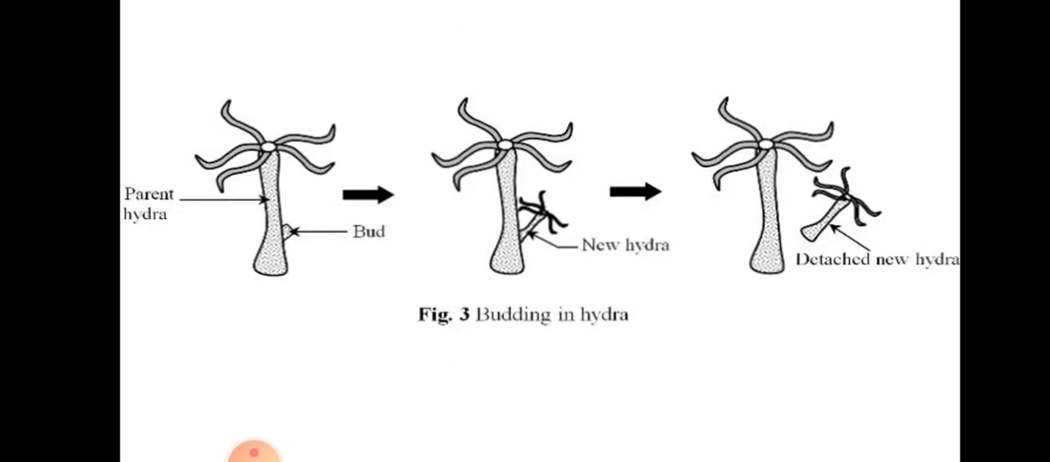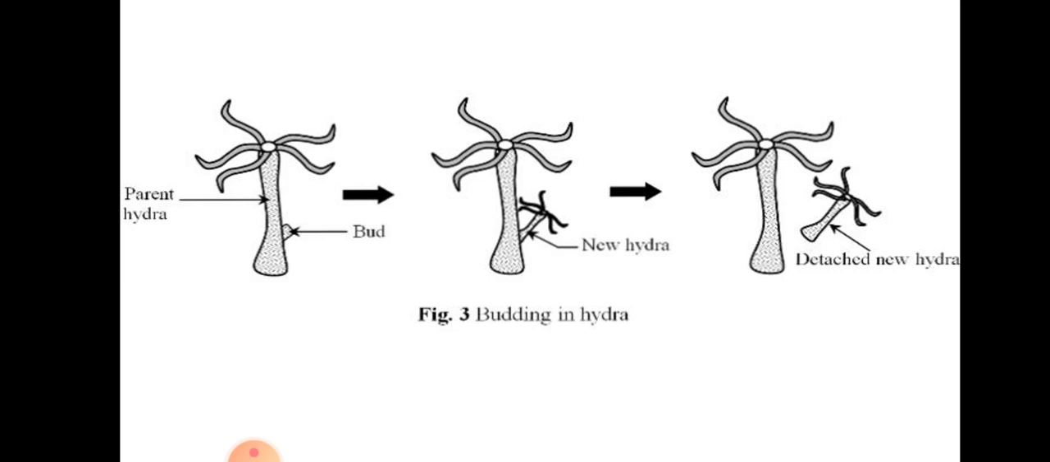Next we saw budding in hydra. Also it takes place in yeast. So here, how does asexual reproduction take place? The cells divide to form a protrusion on the surface of the body. These protrusions are called buds. So each bud forms a new organism.